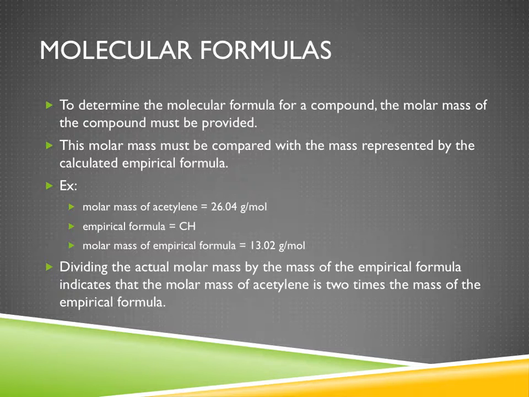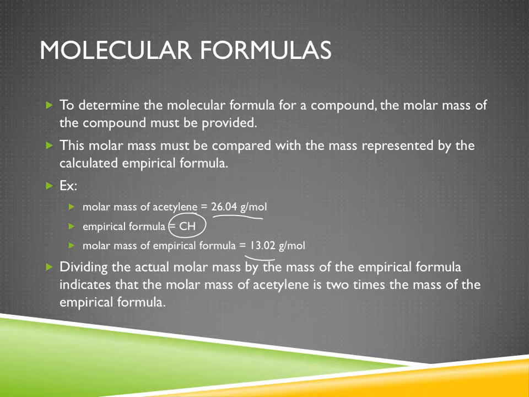Well, if I tell you that the molar mass of acetylene, as it's found in lab or in nature, is 26.04 grams per mole, and we know its empirical formula is CH, because that's all information that we've either calculated or I've given you. Now, what you need to do is compare the molar mass you're given to the molar mass of the formula you have calculated. So the formula we've calculated has a molar mass of 13.02 grams per mole.